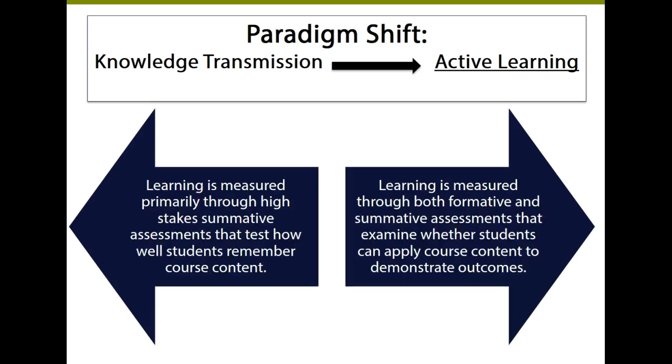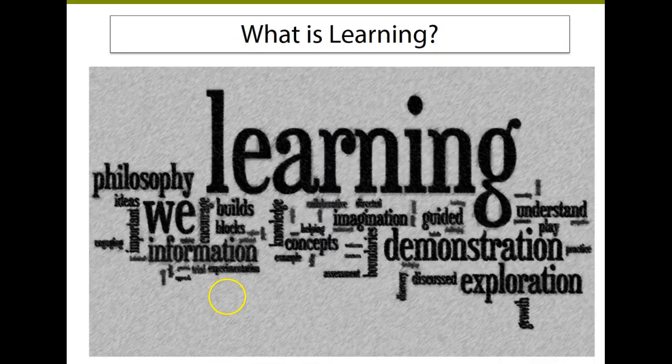In this older current paradigm, learning is measured primarily through high-stakes summative assessments. And in general, these are tests that assess how well students can remember the course content. In the new paradigm, learning is measured through both formative and summative assessments, and they're really focused on examining whether students can apply the content, which is critical, as a way to demonstrate the learning outcomes.